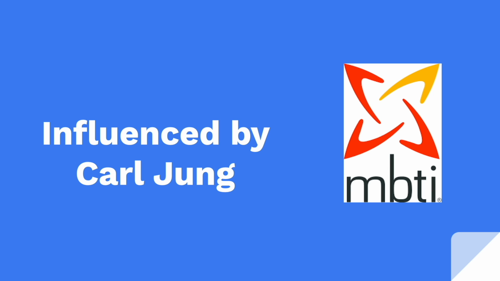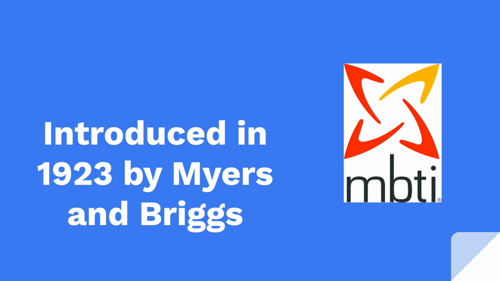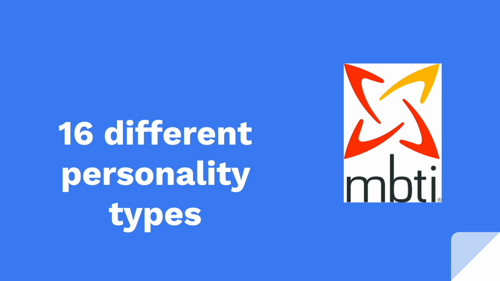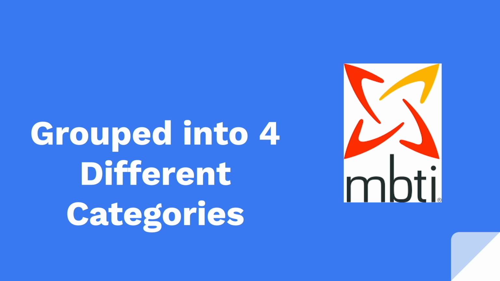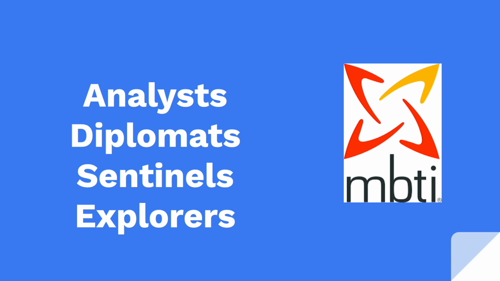Next, let's dive into MBTI, also known as Myers-Briggs Type Indicator. This was an assessment and a model that was influenced by the work of Carl Jung, but it was created by its namesakes of Myers and Briggs, two women that created this in 1923. Now, with Myers-Briggs, there are, as you may already know, 16 different personality types. And those 16 different personality types do roll up into 4 different categories as well. You have the analysts, the diplomats, the sentinels, and the explorers.